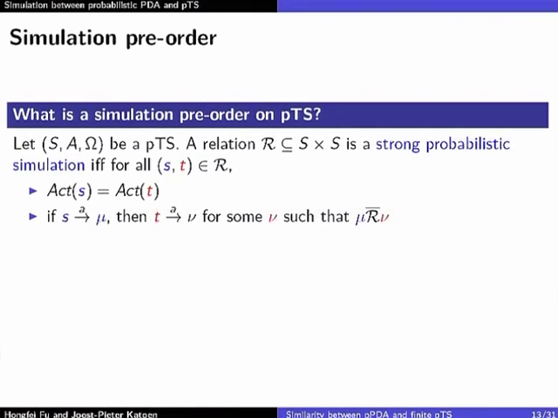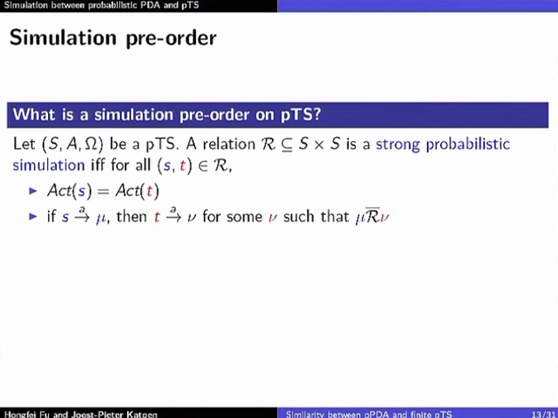What is the difference then with a simulation preorder? A simulation preorder is now defined as follows. Now you take a relation R, not necessarily an equivalence. And this is a strong simulation if, well, for any pair of states in that relation, the set of enabled actions in S and T coincides.